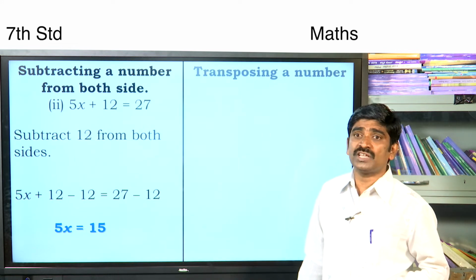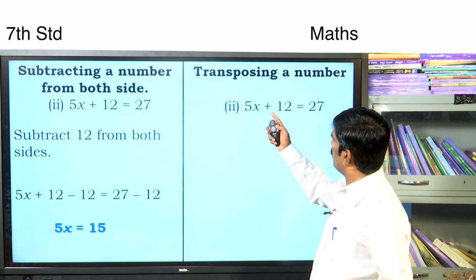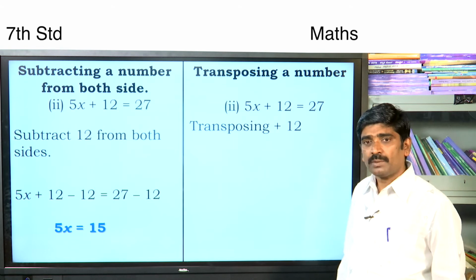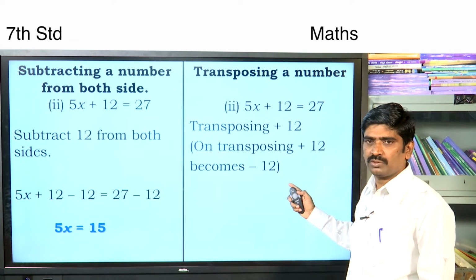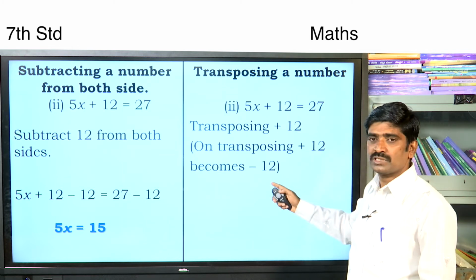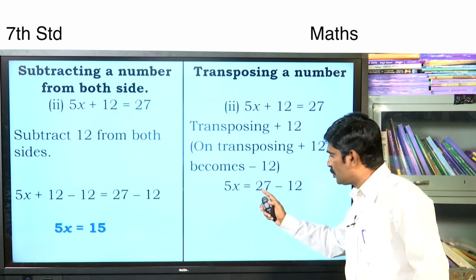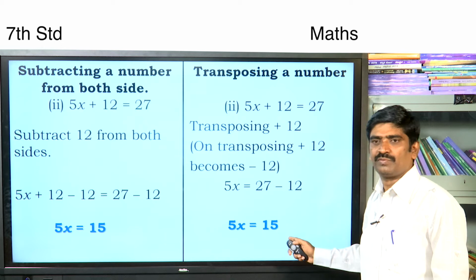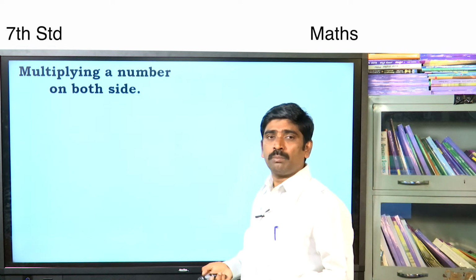And transposing a number, then what happens? 5x plus 12 is equal to 27. Transposing a plus 12, then what happens? On transposing, the plus 12 becomes minus 12. Addition becomes subtraction. Okay, then 5x is equal to 27 minus 12. 5x is equal to 15. Very good.